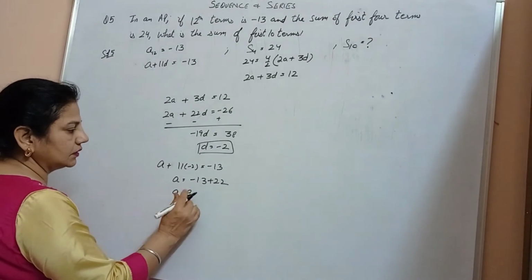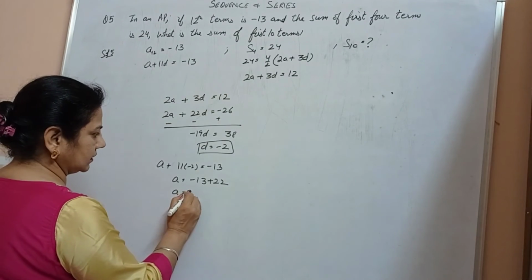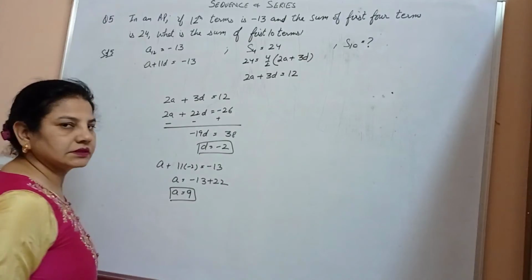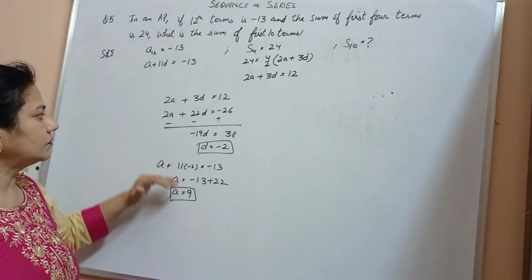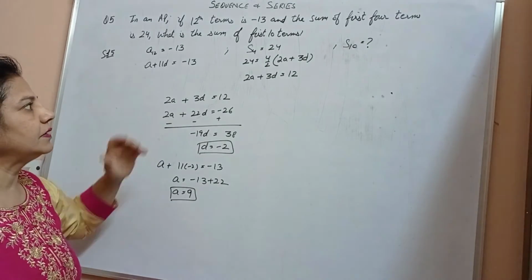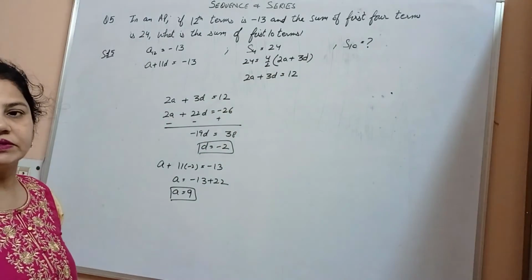22 minus 13 is 9. Yeah, A is 9. The first term is 9. Now we know the first term and we know the common difference. We simply have to calculate the sum of the first 10 terms.